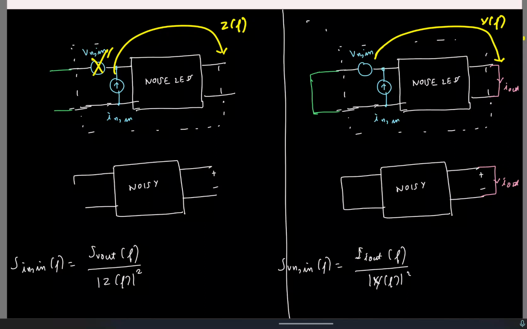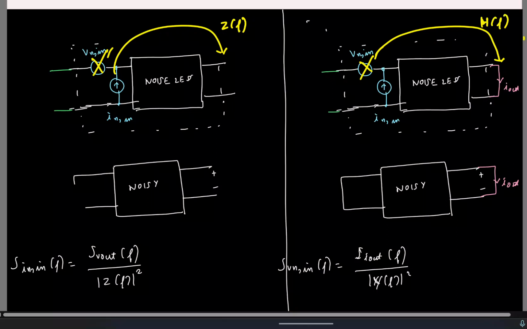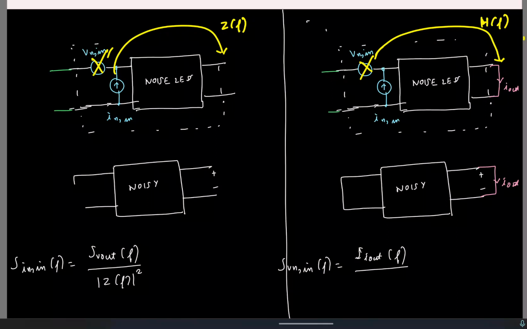I mean, same thing you can do with the current also. So this will be some h of f. It will all be clear if you look at a couple of examples. So we'll just write it for completeness. Let's look at a few examples so that you will understand. And again, I want to highlight once again, if my input impedance is infinity, my In is 0.